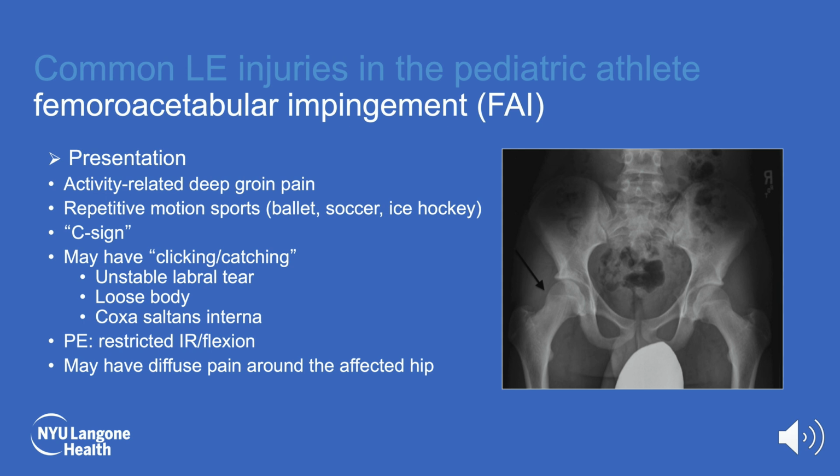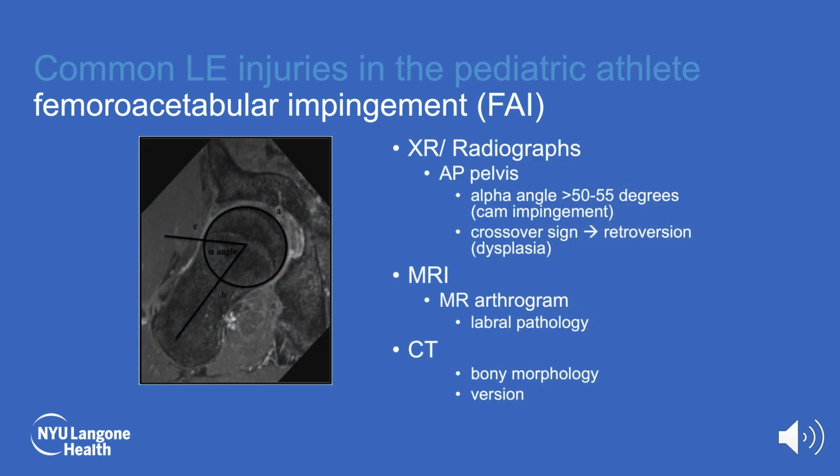The impingement test is typically restricted passive internal rotation, flexion, and this also causes pain. And the whole hip, in fact, may light up, everything from the SI joint to the iliopsoas tendon and everything in between. Typically, we evaluate this with radiographs, so an AP pelvis, and then a Dunn lateral is also typically done.